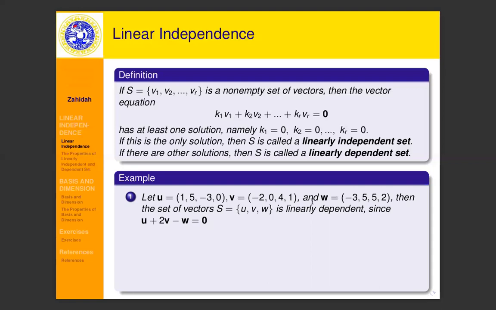If you check this, W is a linear combination of U and V, right? If you move W to the right side, you get W equals to U plus 2V. It means W is a linear combination of U and V.